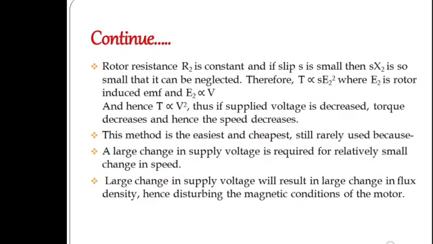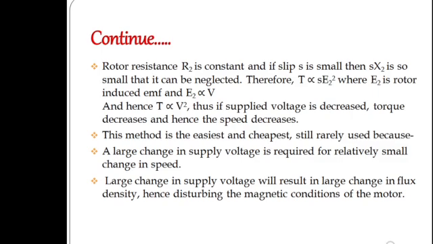So, if the rotor resistance R2 is constant and the slip is small, then S X2 is so small that it can be neglected. Therefore, T is directly proportional to S E2 square, where E2 is the rotor induced EMF, and E2 is directly proportional to the voltage. Hence torque T is directly proportional to V square. Thus, if the supplied voltage is decreased, torque decreases and hence the speed decreases. This method is the easiest and cheapest, still rarely used because a large change in supply voltage is required for a relatively small change in speed.